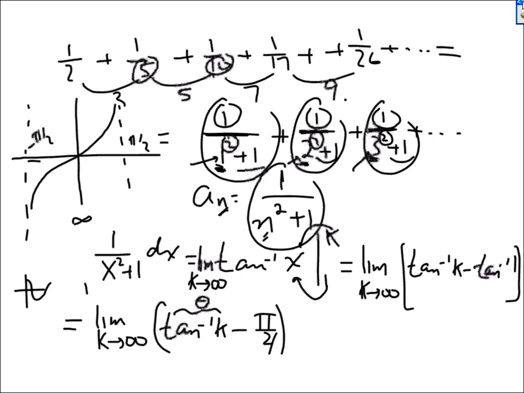Okay. So, you know, the tan inverse is supposed to be positive infinity. It's positive infinity at pi over 2. It's negative infinity at negative pi over 2. So it's pi over 2. The limit of this is pi over 2. And then we take away pi over 4.